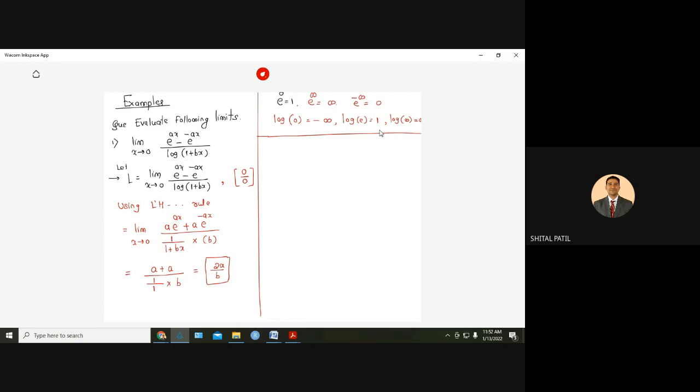We'll go through the next example right on. Limit, just 2 minutes. Give me 2 minutes only. Let me find a good example. Okay. Limit, second example, x tends to 0.